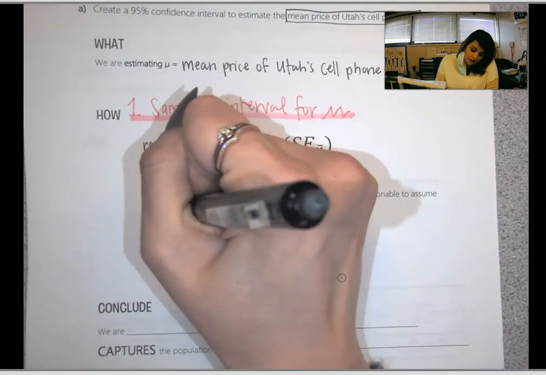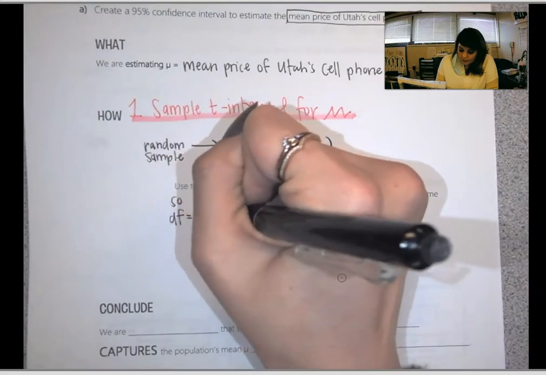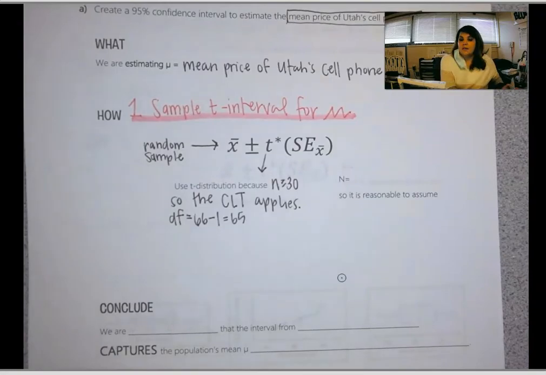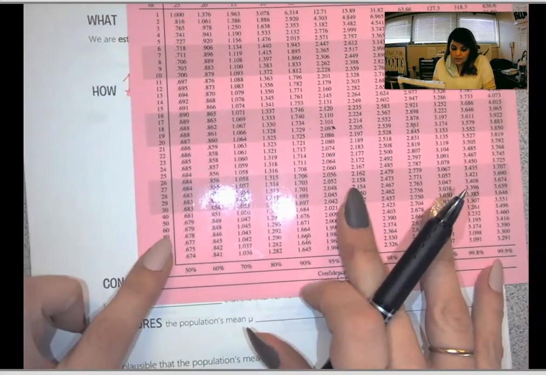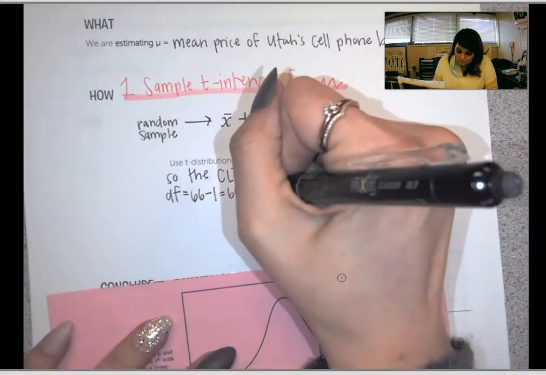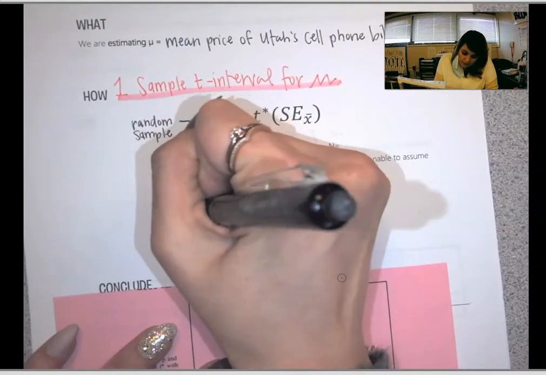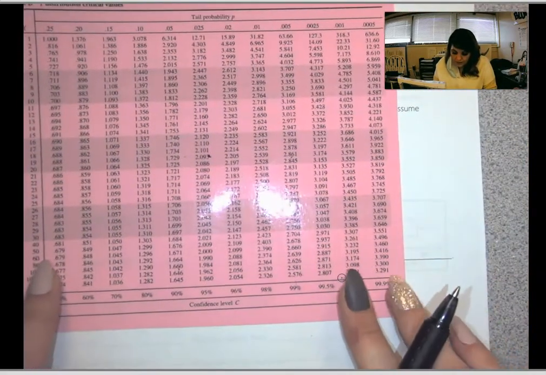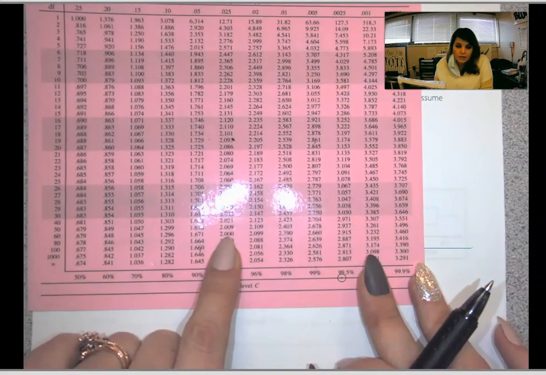This is where I calculate my degrees of freedom. So 66 minus 1 is 65. On our pink chart, there is no 65, so we need to use 60 instead. I find my T critical at this point as well. So a degrees of freedom of 60 and a 95% confidence level is a critical value of 2.